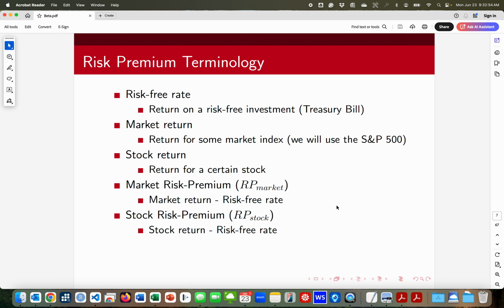Same thing for the stock risk premium. We're going to estimate the stock's return and compare that to the risk-free rate. So if the risk-free rate is 4%, but the stock return is 2%, the risk premium is actually negative in that case. If the stock return was 4%, it would be 0. If it was above 4%, the stock risk premium would be positive. So we want to know how well the stock is doing relative to some risk-free asset or investment.